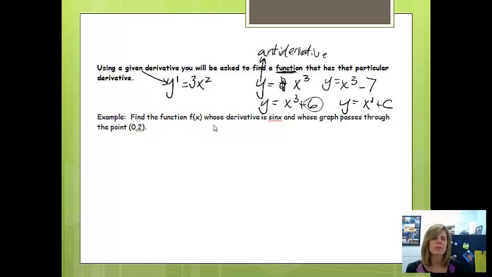This example says to find the function f of x whose derivative is sine x and whose graph passes through the point (0, 2). So we're going to be looking for a specific antiderivative. First of all, we're looking for a function whose derivative is sine of x. What function would I start with so that when I take the derivative of it, I get sine x?